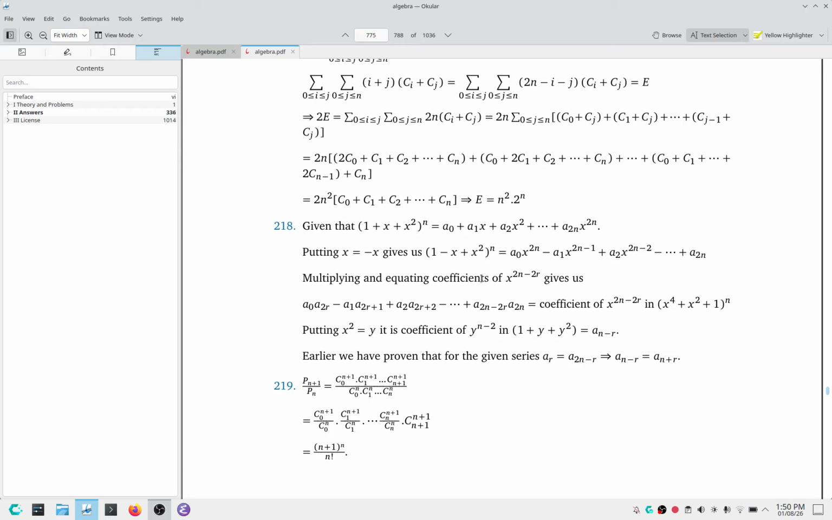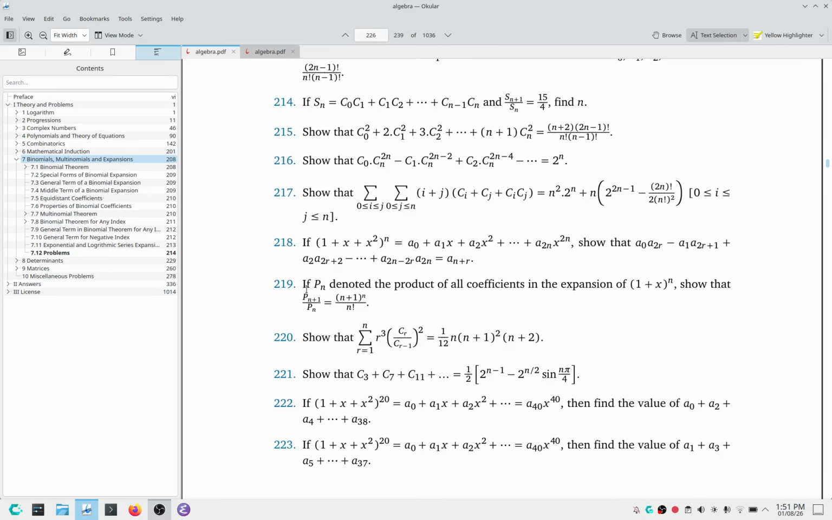Now we multiply and equate the coefficient of x^(2n−2r). So we will get a0 a2r − a1 a2r+1 and so on, which is our left hand side, is equal to the coefficient of x^(2n−2r) in (x⁴ + x² + 1)^n. Now we put x² equal to y, the coefficient of y^(n−r), and this should be r, in (1 + y²) is equal to n − r. And that's how we have proven it.